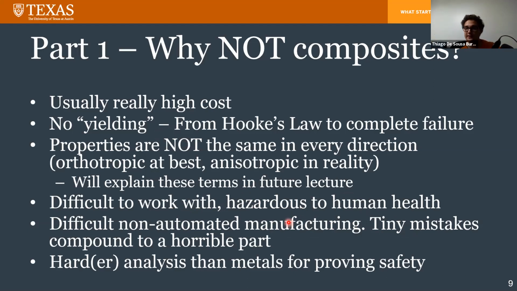Whereas in metals, we have CNCs nowadays that can do a lot of work if you program them right. There's no such thing as a CNC for composites. There's automated fiber placement, but even then, it doesn't apply for really complicated geometry, such as a car. For airplanes, it's pretty easy to do. And it is harder analysis than metals for proving that they're safe, mainly because of the properties not being the same in every direction, and any tiny mistake in manufacturing will render your composite from really strong to about as weak as a plastic.